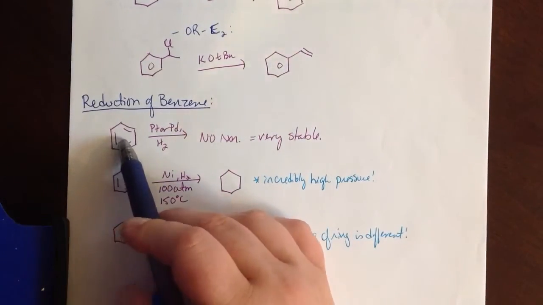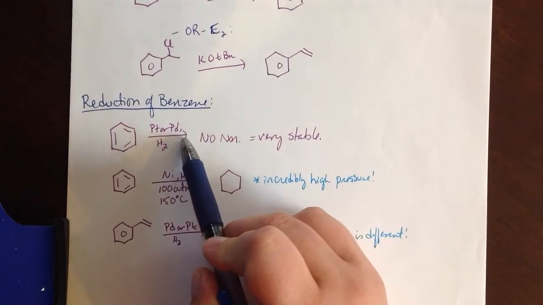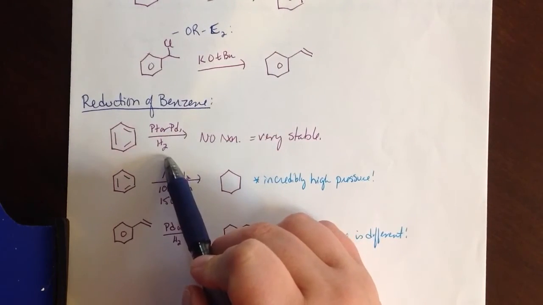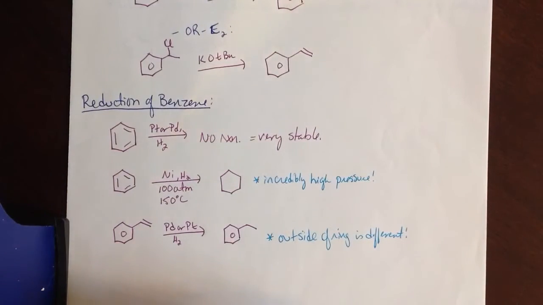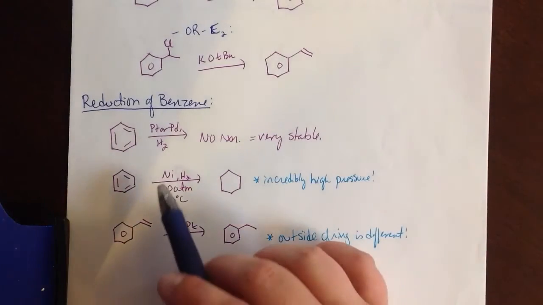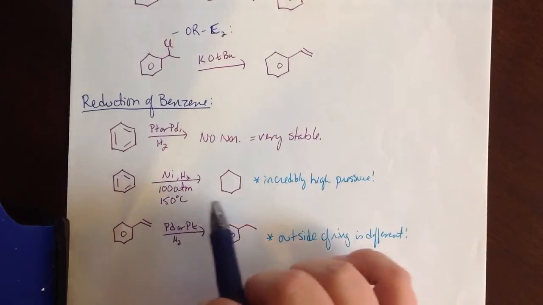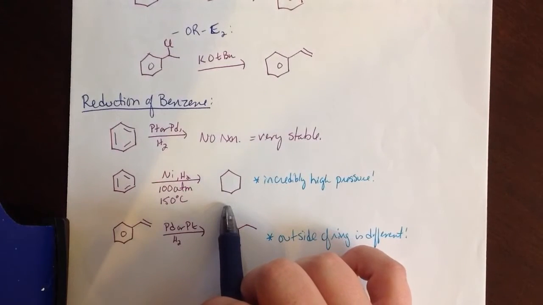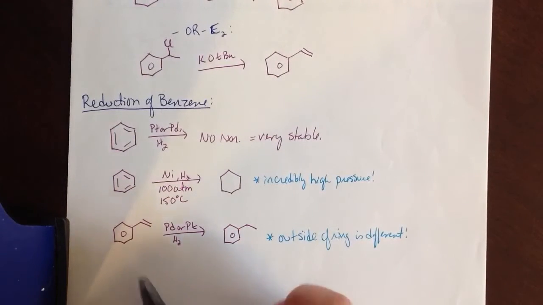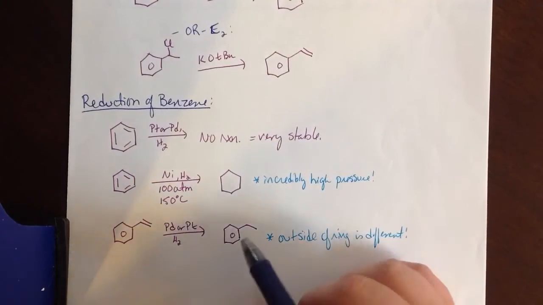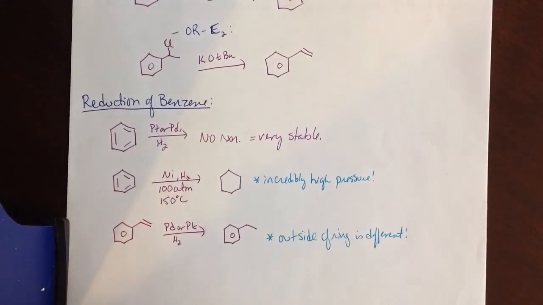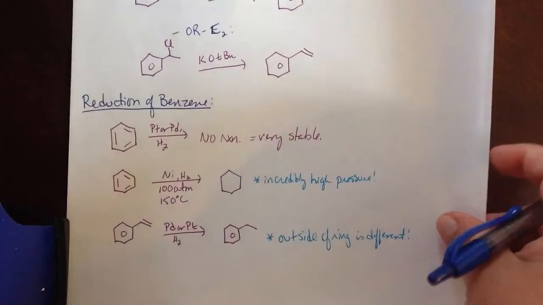Now, we've talked about how stable benzene is. It's one of the few things that will not react with palladium or platinum with H2. That shows you just how stable this is. But if you start increasing the temperature to 100 atmospheres, that's pretty high. And nickel and H2 in a high temperature, it will eventually do this. So, if you want to just reduce styrene, you can just do palladium and platinum with H2, and that will work. It's not going to touch that benzylic position. So just to let you know.